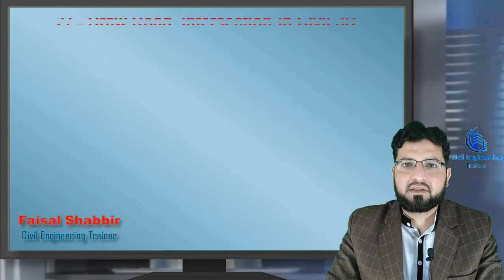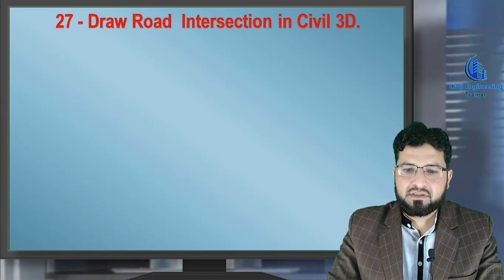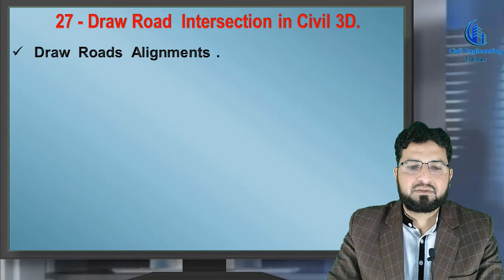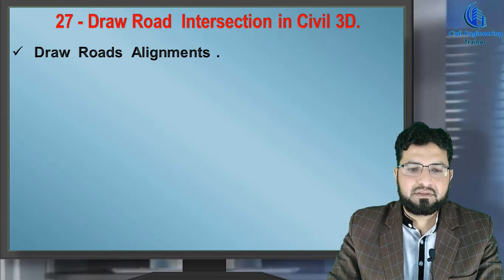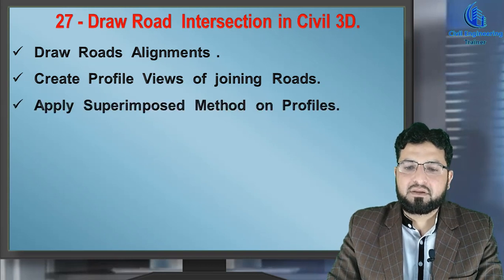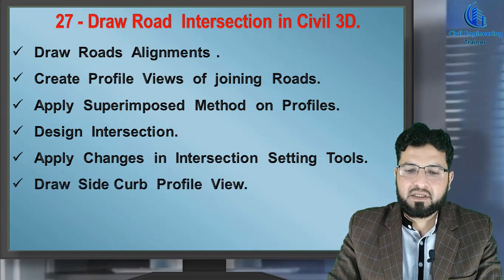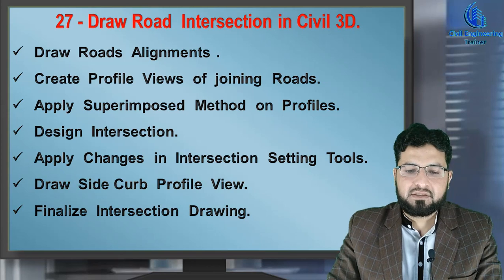Today we are starting another lecture of AutoCAD Civil 3D. In this lecture we will discuss how to draw a road intersection in Civil 3D. Our subtopics are: draw road alignment and create profile views of the joining road and apply the superimpose method on profiles, design the intersection, apply changes in the intersection settings tools, and draw sidecar profiles and finalize the intersection drawings.